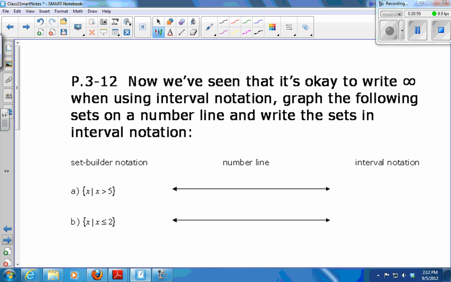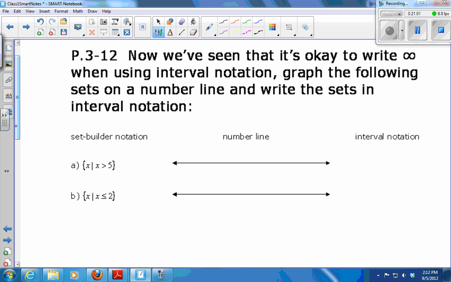Okay, so now that you've seen that it's okay to write infinity when you're using interval notation, do these two. Graph the set on a number line and then write them in interval notation.